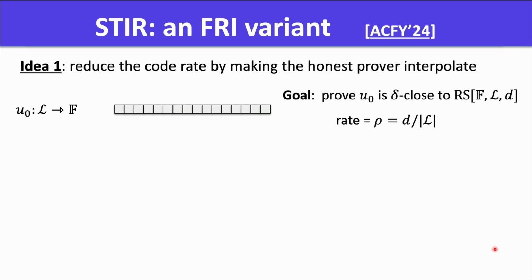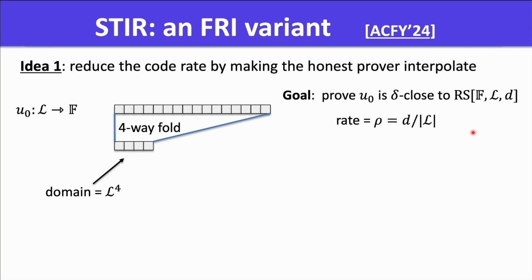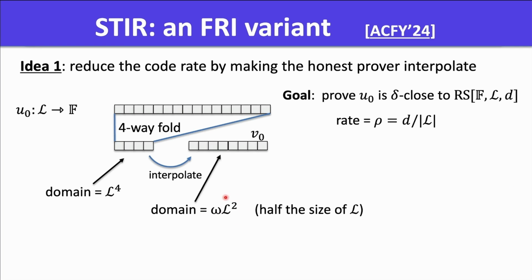So let's walk through the mechanics of how STEER actually works. Here I wrote down the original word U0. It has a certain rate, D over L. Now, in the first round, what happens is we do, say, a four-way fold. So once we fold, we move to a domain that's 1/4 the size. But now the honest prover will interpolate the resulting polynomial into a domain that's twice as big. So this domain happens to be a coset of L squared, which means that it's only half the size of L. Even though we did a four-way fold, and normally we would end up with a domain that's 1/4 of L, here using interpolation, we end up with a domain that's only half the size of L.